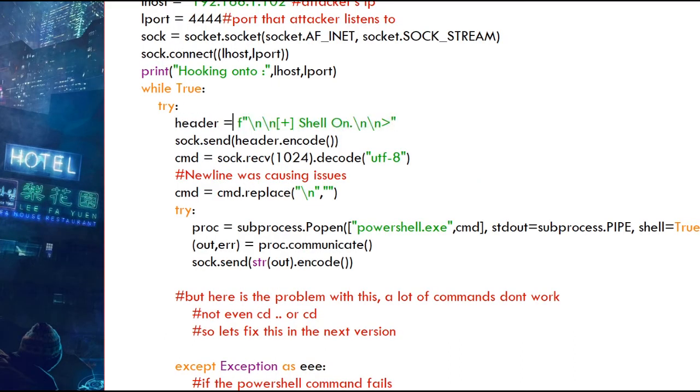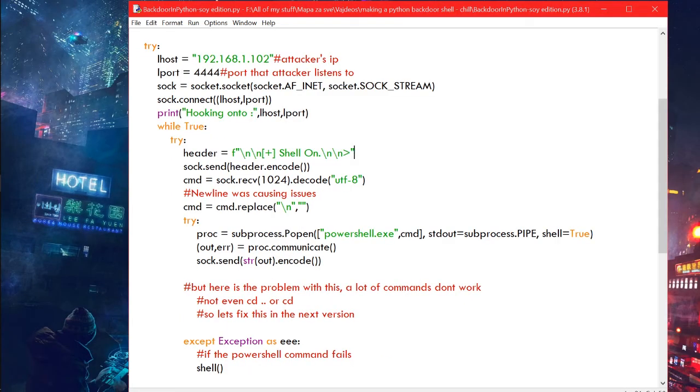First, we're defining the header. This is just going to be everything. We're just going to send this every time the hacker connects or when the command executes. So we're using the sock.send and we're sending the header, but we have to encode it first, because it has to be bytes. And then we're using the cmd, which is basic. I call it cmd because it's the command that we're going to get from the attacker.